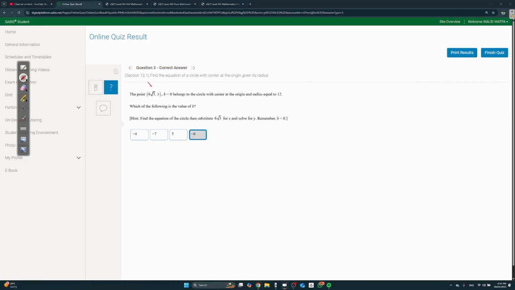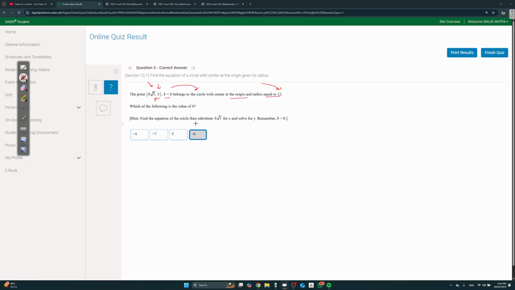The point 6 root 3 comma b, where b is negative, belongs to the circle with a center at the origin and radius equals 12. Which of the following is the value of b? So we know that it's on a circle, and we know that the circle has a center at origin and radius 12. We want to find the y coordinate. I think it's very easy. I think all of you know how to do this. They gave you the x coordinate. What's the y coordinate going to be?